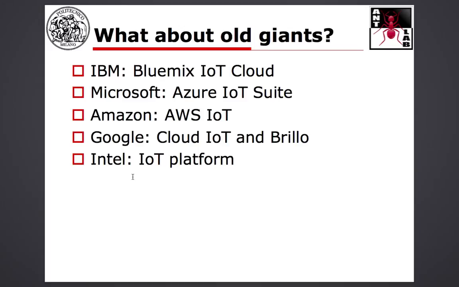These are all cloud services. Google just put out the Cloud IoT and the Grillo platform. You can check it out. Intel has its own IoT platform. Again, it's a software platform where you can access, put some data, manage the data, and so on and so forth. And so these are what big companies have started putting out. And these are all very new products, so let's say starting from early 2015 up to now. Very new stuff.